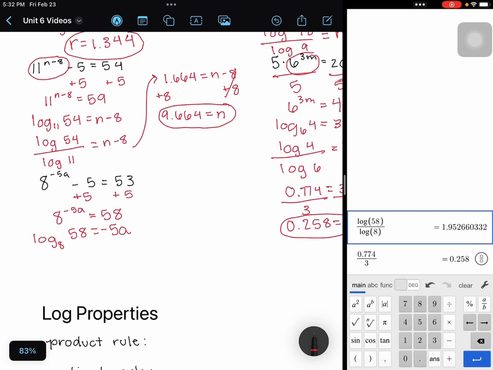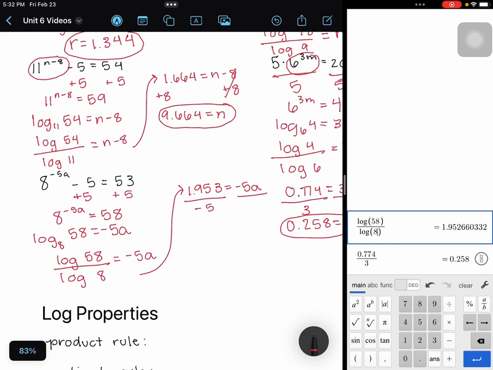So log 58 divided by log 8. I didn't even write that out, and I just did it on my calculator. But so that you can see what I did. And then that gave us 1.953 equals negative 5a.